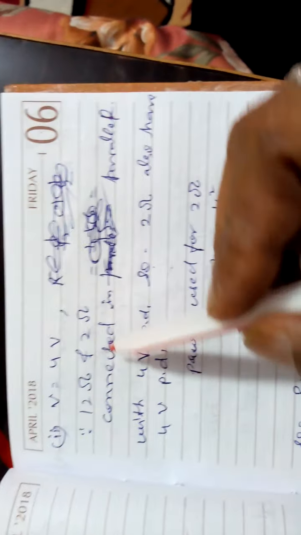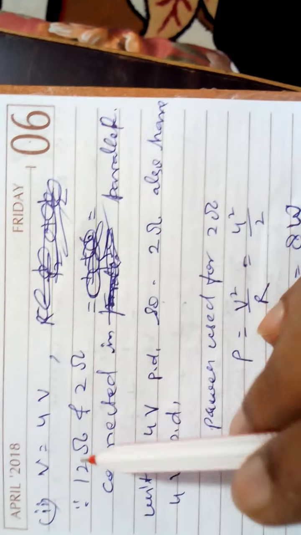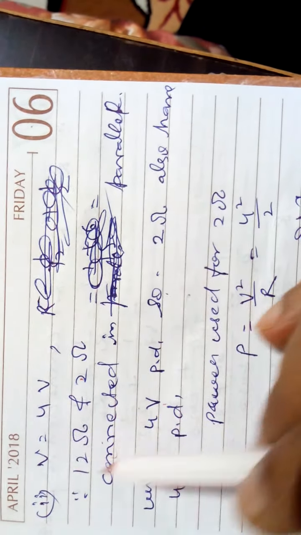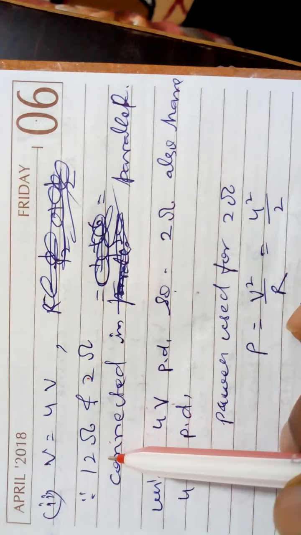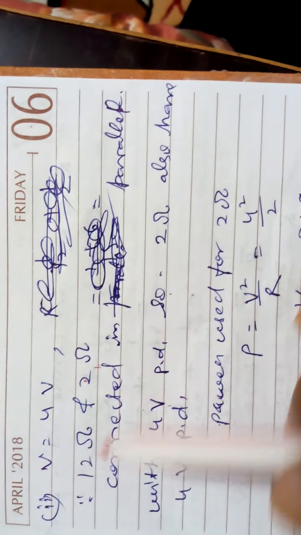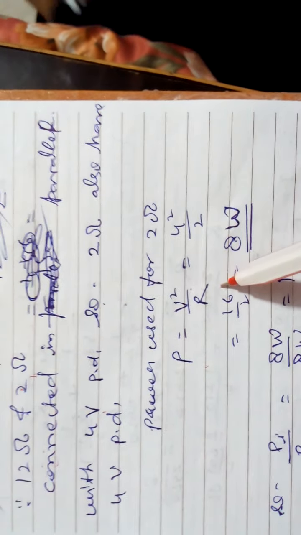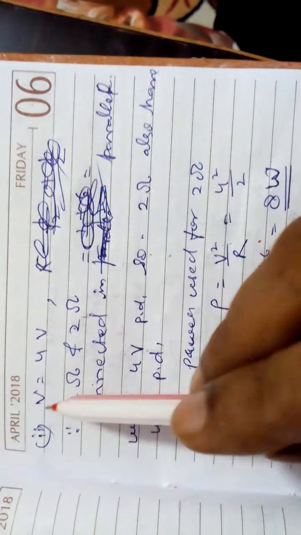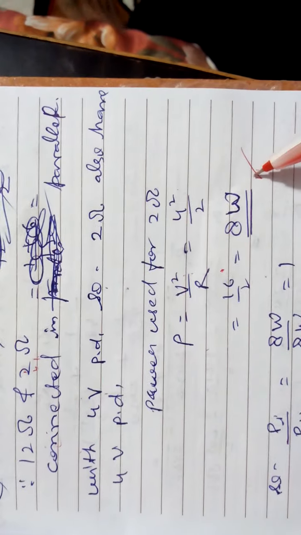Second case, for the 4 volt battery, the 12 ohm and the 2 ohm are connected in parallel. So the potential difference for both will be the same, 4 volt. So no need to calculate the resultant resistance, because the potential difference across the 12 ohm and the 2 ohm will be the same. So directly we will apply the formula P is equal to V square upon R. Power is equal to V square, V is given 4 for both, and 4 square is 16, so 8 watt. In both cases you are getting 8 watt.